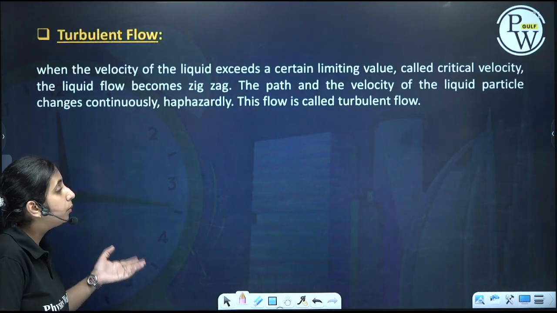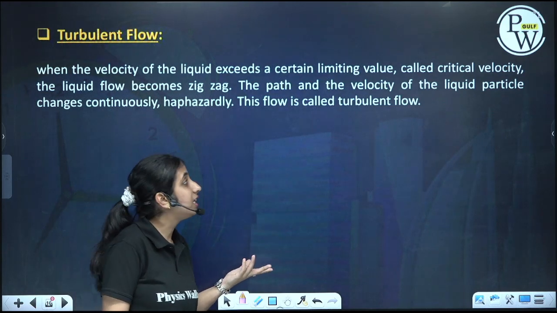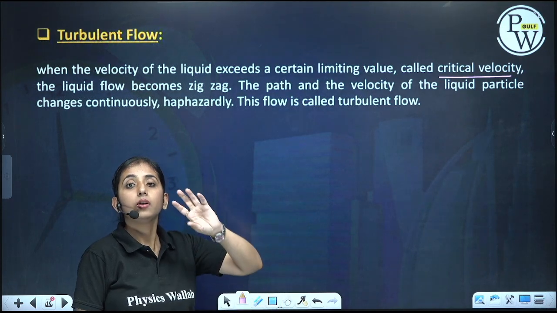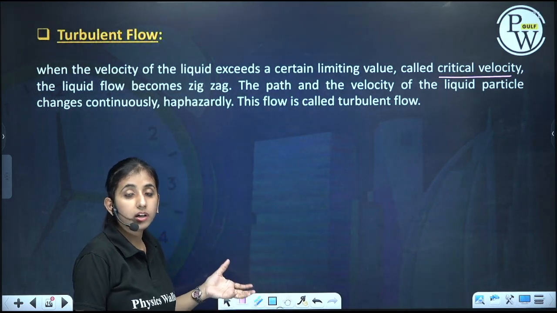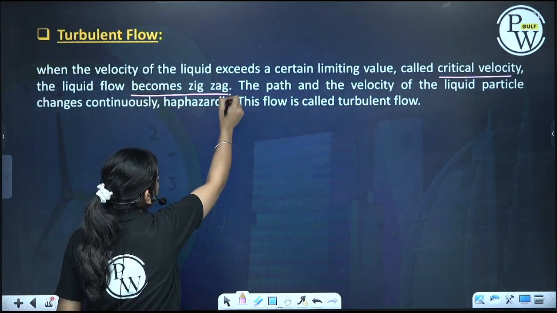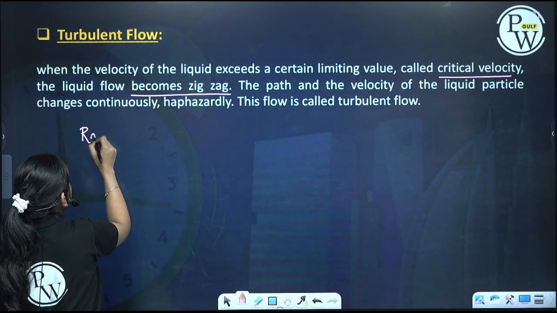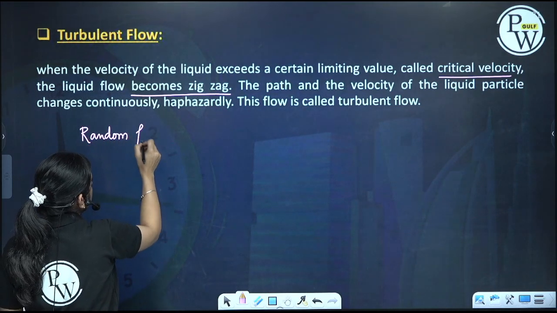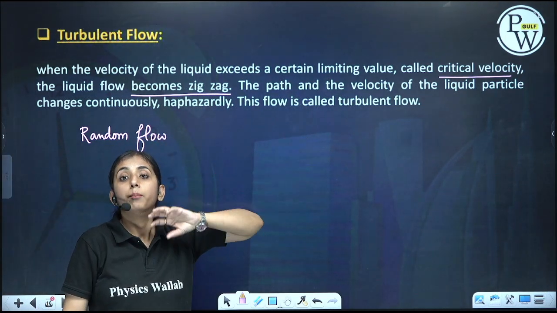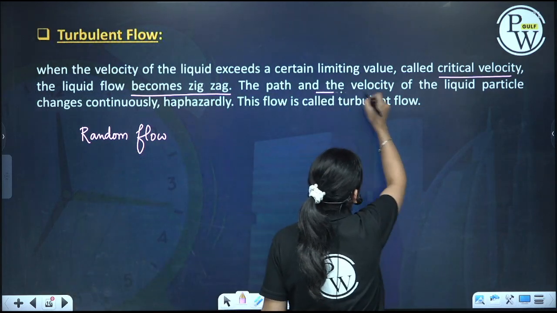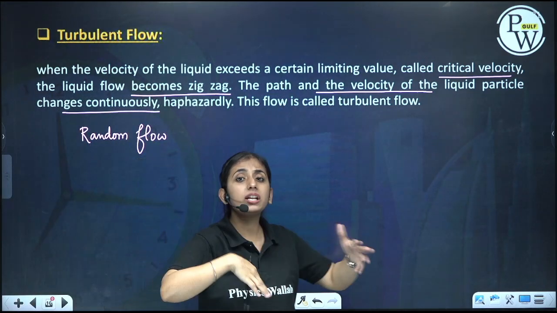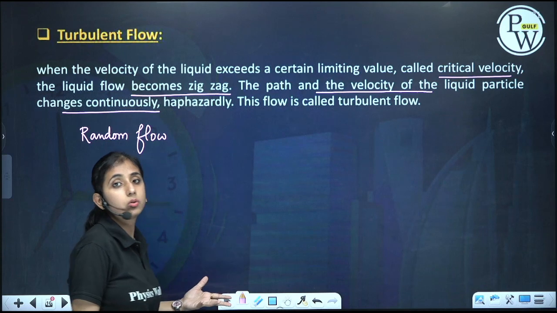Next comes turbulent flow, if the fluid velocity is greater than the critical velocity. There is a certain velocity called critical velocity defined for every liquid. If the velocity of the liquid is greater than that critical velocity, then the flow becomes zigzag, totally random flow. Both path and velocity of a liquid particle change at any point, continuously and in random directions. Such a flow is called turbulent flow.